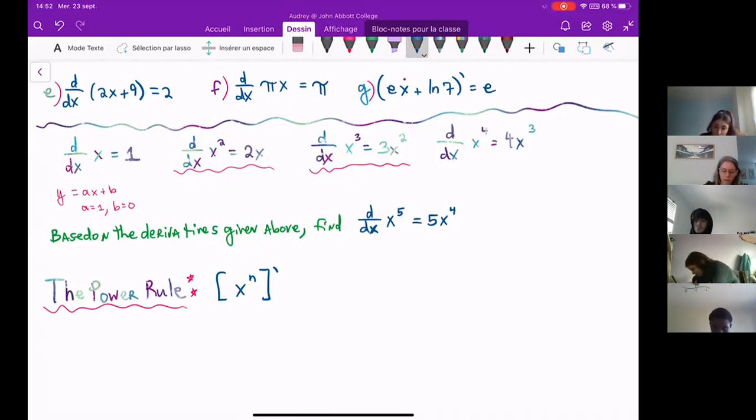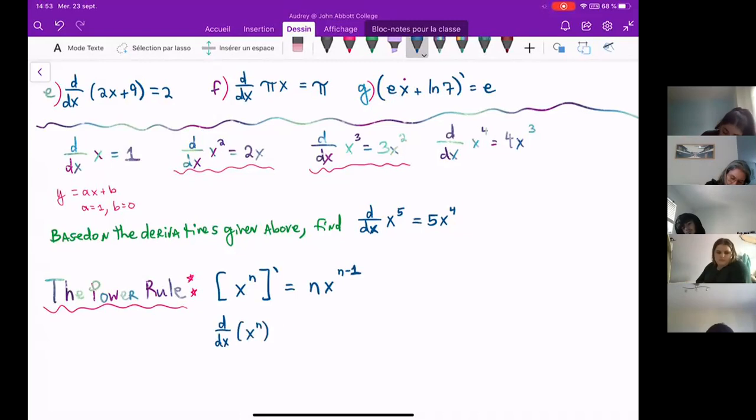You got it, Jenny. We bring the power down, and then we subtract 1. n x to the n minus 1. So our other way of writing this, our other notation, d dx of x to the power of n, is n x to the n minus 1.